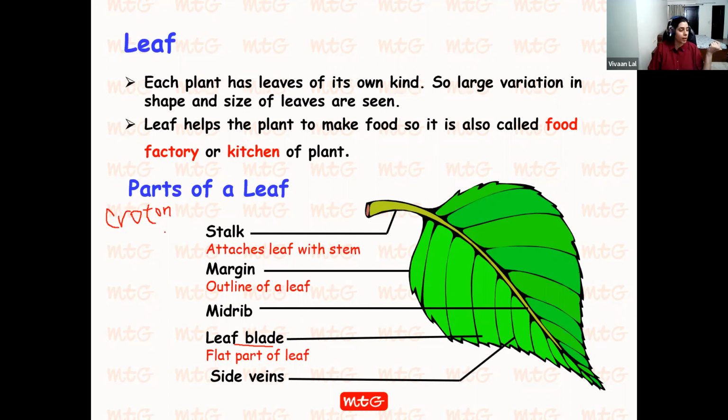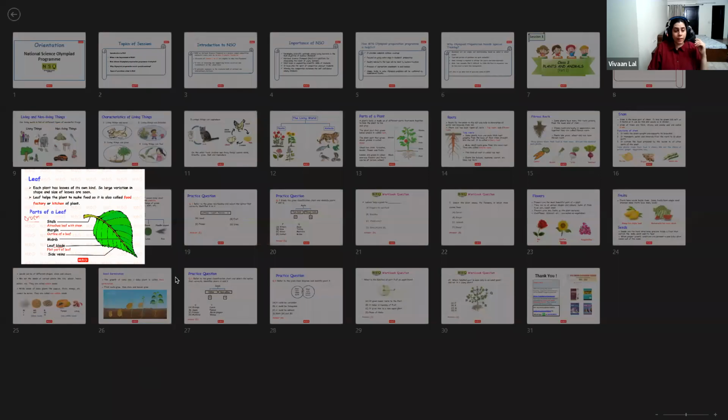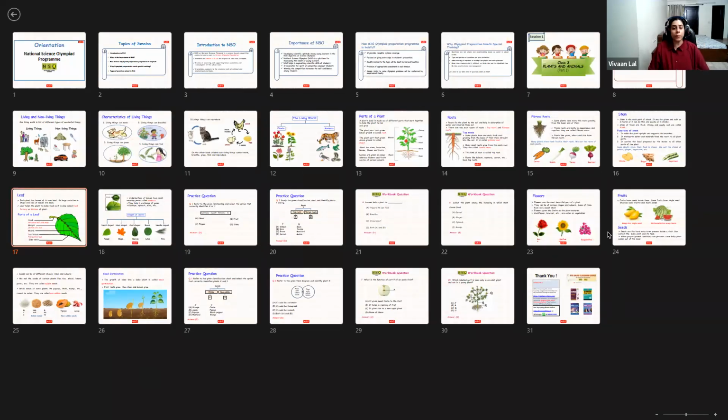Got it? Got it, Saharsh? Is that clear? Yes, I got it. Okay. Anybody else? Anybody would like to ask me something? Or would you like to share some facts with me? Taproot is present in all the plants. Excuse me, ma'am. Yes, beta, tell me.